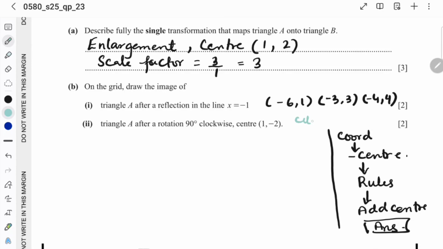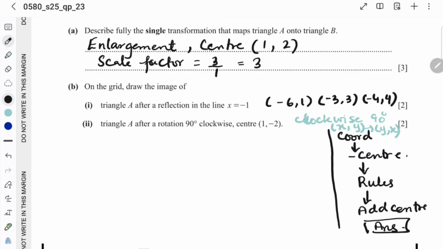So the clockwise 90-degree rotation is: (x, y) will become (y, -x). (x, y) will become (y, -x). You swap the numbers but change the sign of x, and y's sign remains the same.